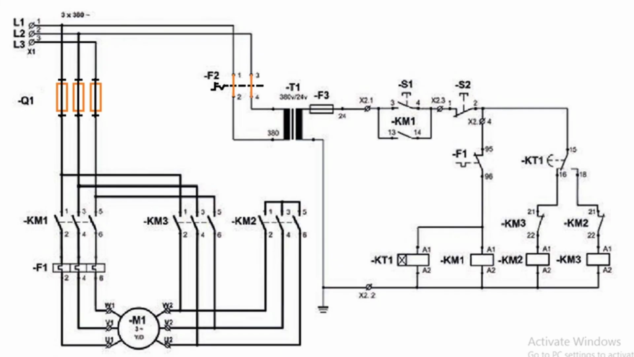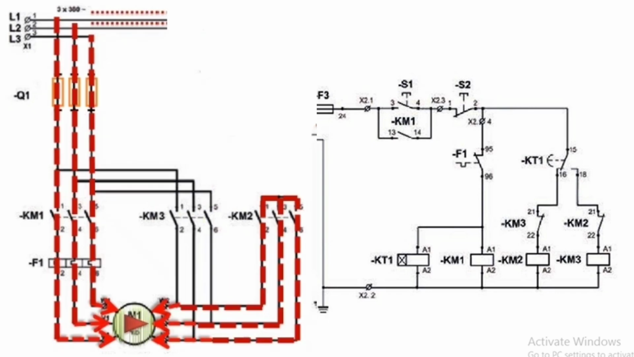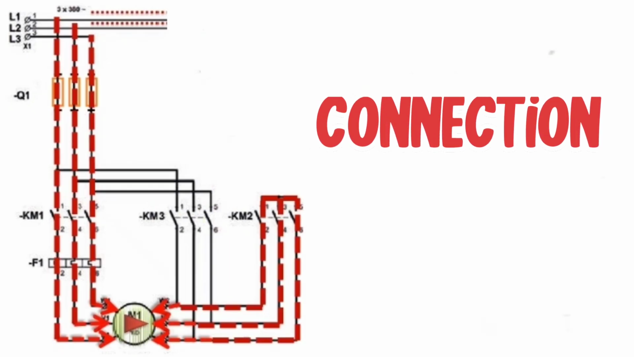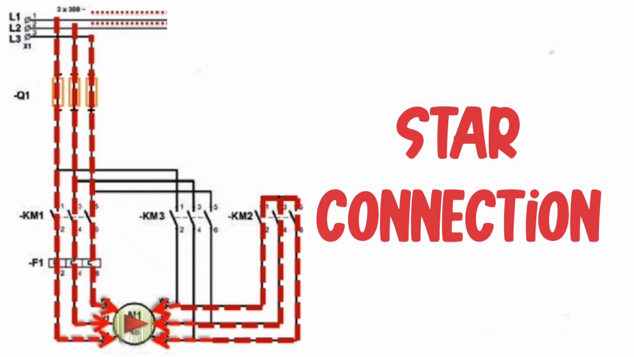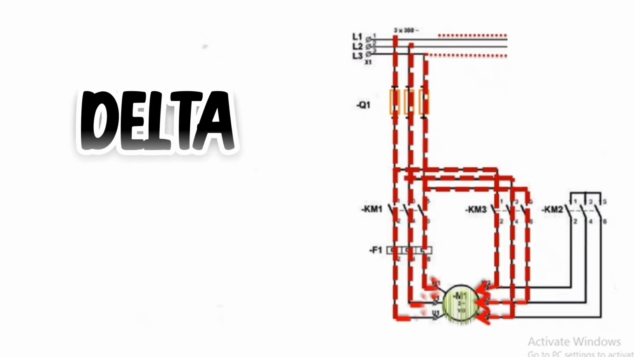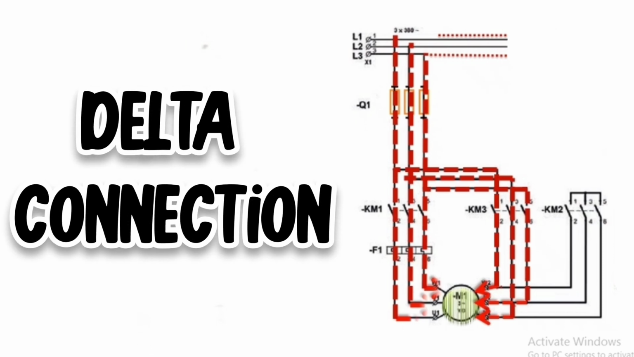Okay, now let's start with the circuit. The main objective of the Star Delta starting method, which is used with a 3-phase induction motor, is to reduce the starting current. As compared to the DOL starter, the Star Delta starter has two modes of operation, the star mode and the delta mode. In the starting position, the stator winding is connected in star for starting. In the running position, the winding is reconnected in delta once the motor has gained speed.